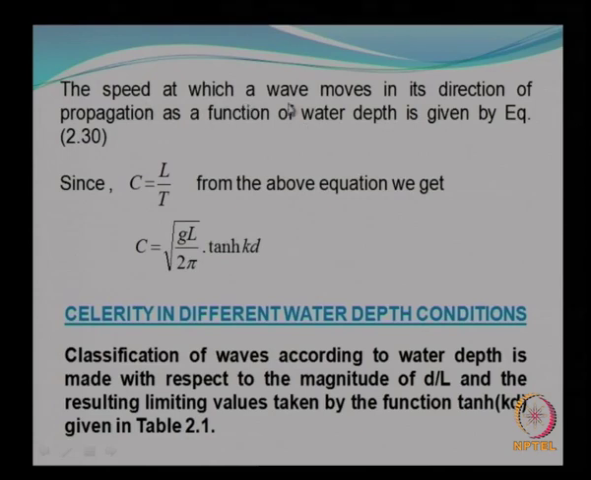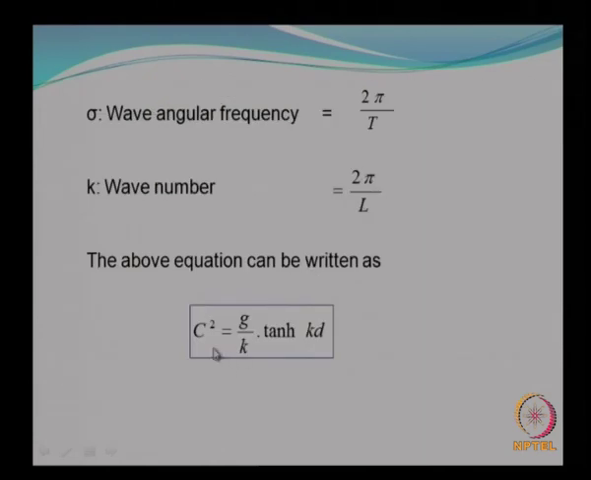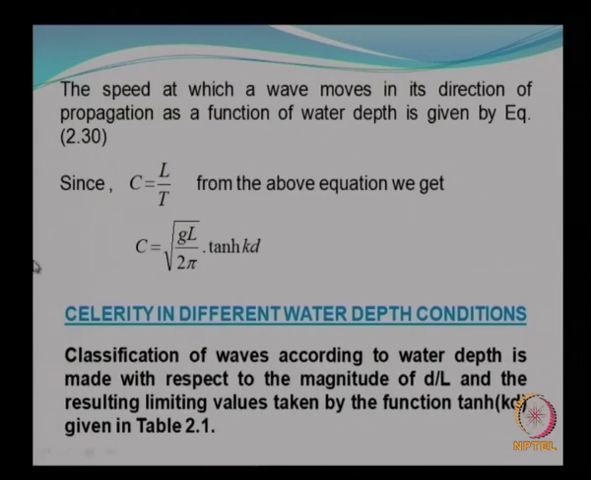Or the speed at which the wave moves. So this is nothing but the speed of the wave. Earlier we found that speed is nothing but L by T. Now we have derived the expression for the celerity. This is a generalized equation for the variation in celerity.